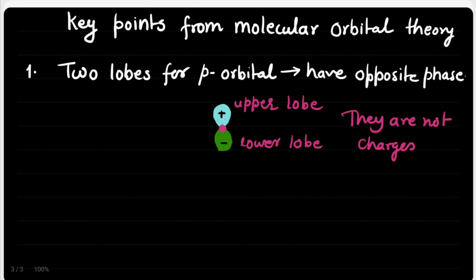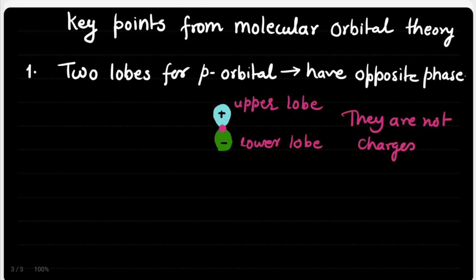So the first point is that the two lobes of the p orbital have opposite phase. The upper lobe shows the positive wave function and the lower one shows the negative, and these plus and minus signs are not charges, please remember. So don't get confused with charges. This is the positive wave equation and this is the negative wave equation.